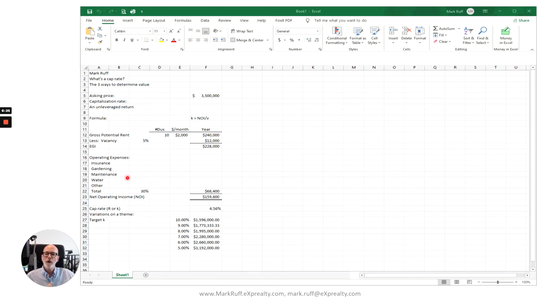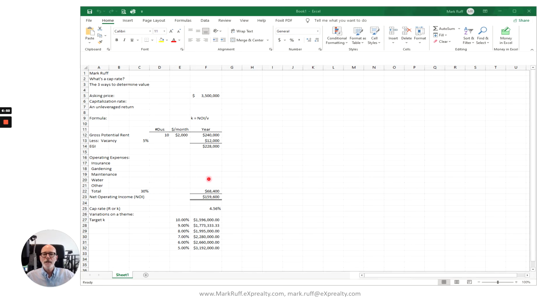So for the sake of argument, I've just simply imputed a 30% operating ratio, okay? So 30% of our 228 is going to equal our operating expenses of $68,400. It might be less, it might be more, but for the sake of our example, it's about a 30% operating ratio, which equals $68,400, okay?